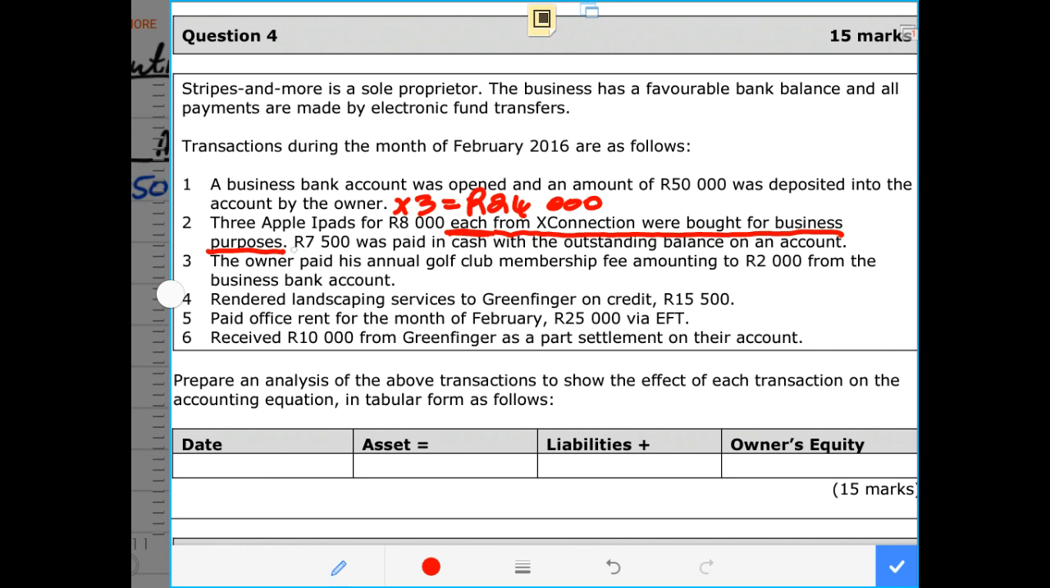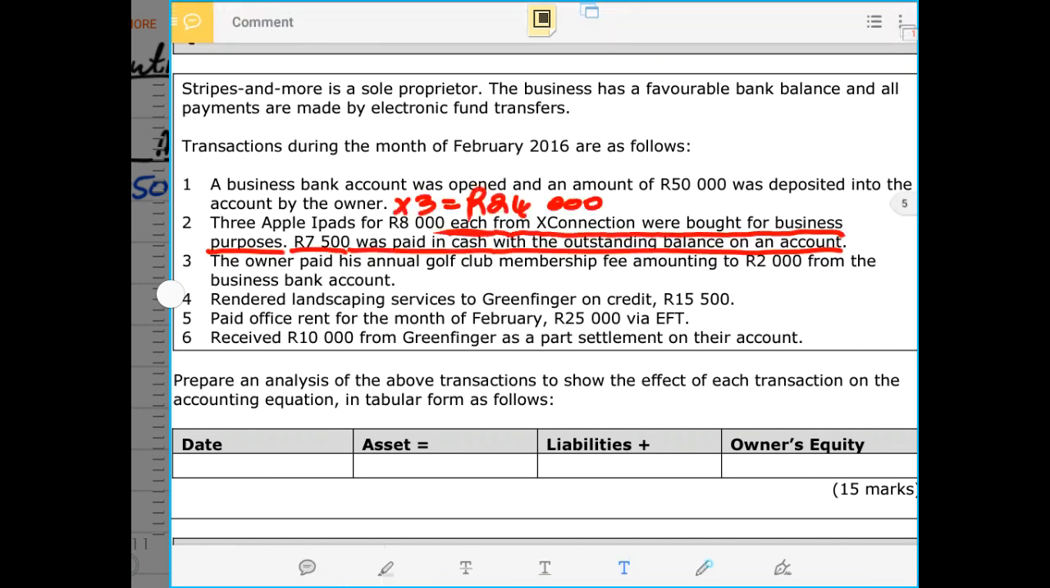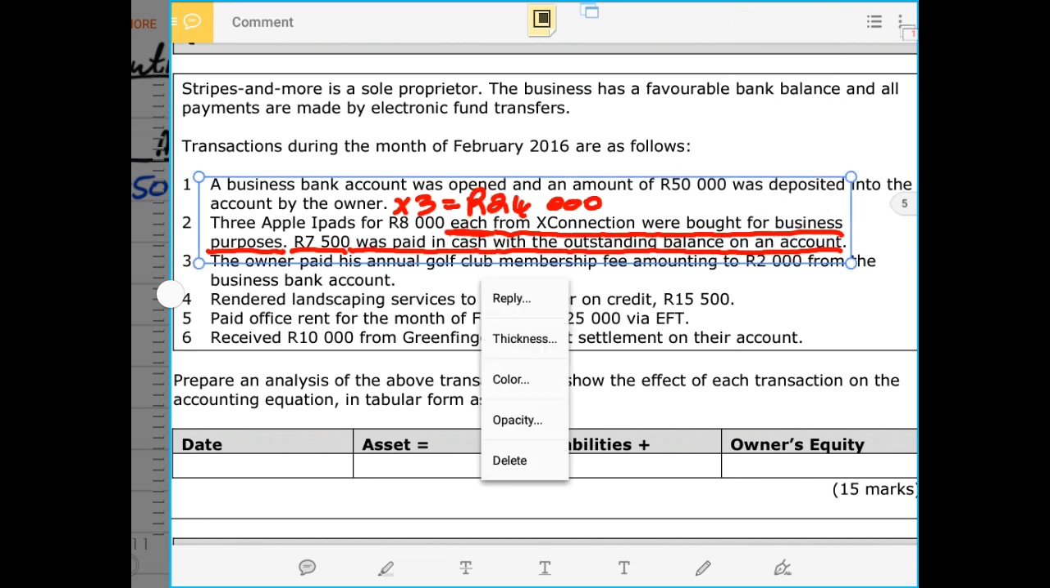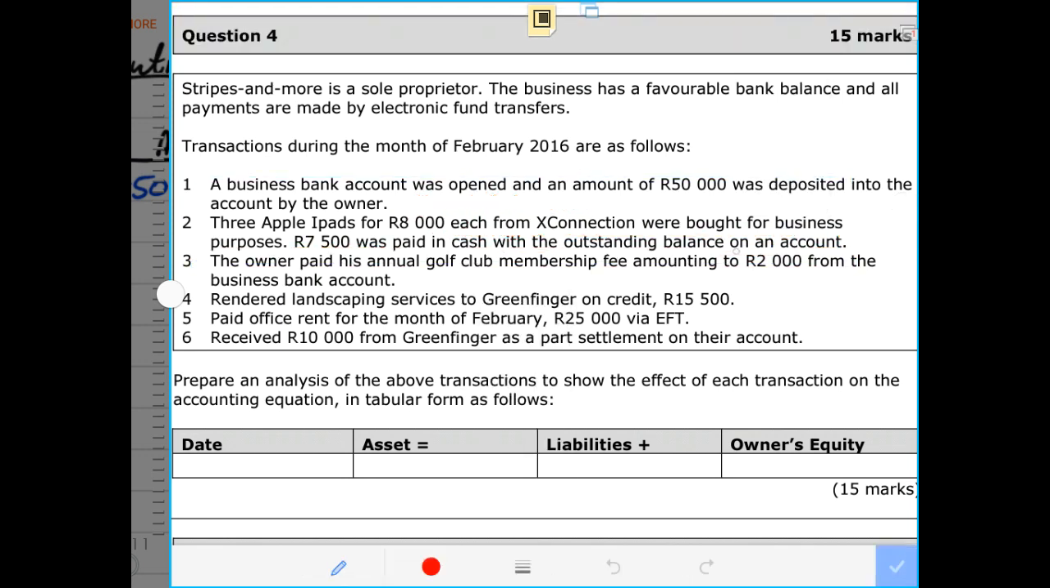Then it further says that 7,500 was paid in cash with the outstanding balance on account. Take note, with the outstanding balance on account. That means the rest of the balance was not yet paid, or will be paid in the future, stated as the balance on account. So as I mentioned, we have to record this as an asset, where we record the total of 24,000 as the asset, because these iPads were bought for the purpose of the business.